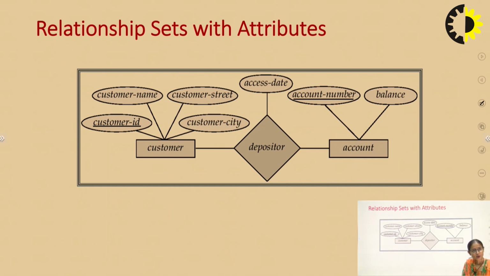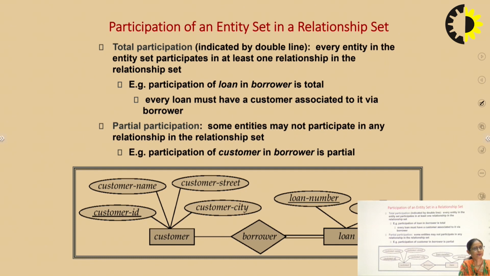Relationship sets with attributes, which we have already seen. Depositor has its own attribute, that is access date. Now, the participation of an entity set in a relationship set could be total participation or partial participation. Total participation is indicated by the double line.